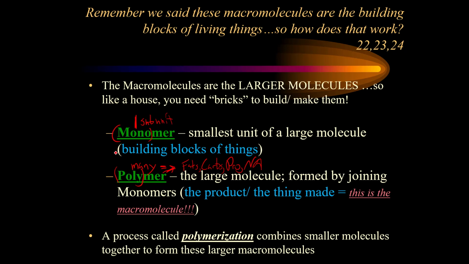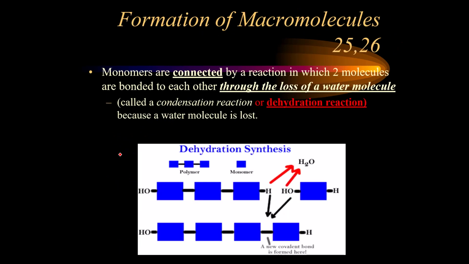Not in this video, but in the next video, we'll talk about each one of these. You will need to know each monomer for each polymer. I'm just telling you now. If you don't like that, I'm sorry. I can help you build a bridge to get over it. All right, so the process by which we put these together is called polymerization, and we'll talk about two ways we do that.